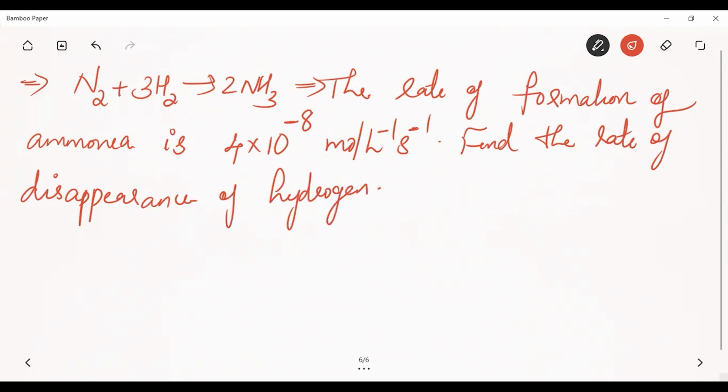You are given an equation and the rate of formation of ammonia is given. So you know the equation. The equation has ammonia formation and hydrogen. So only that we need. Okay, so just write down the rate formula.